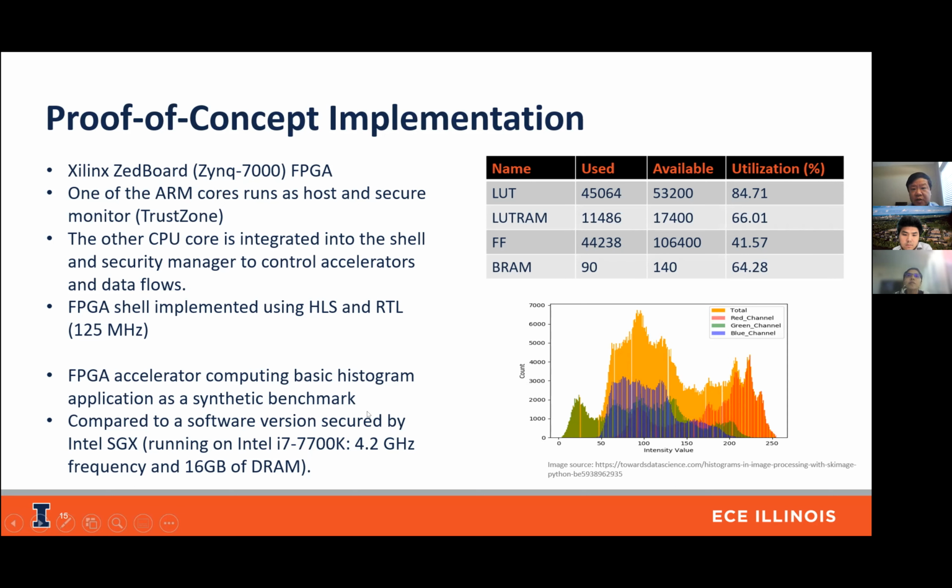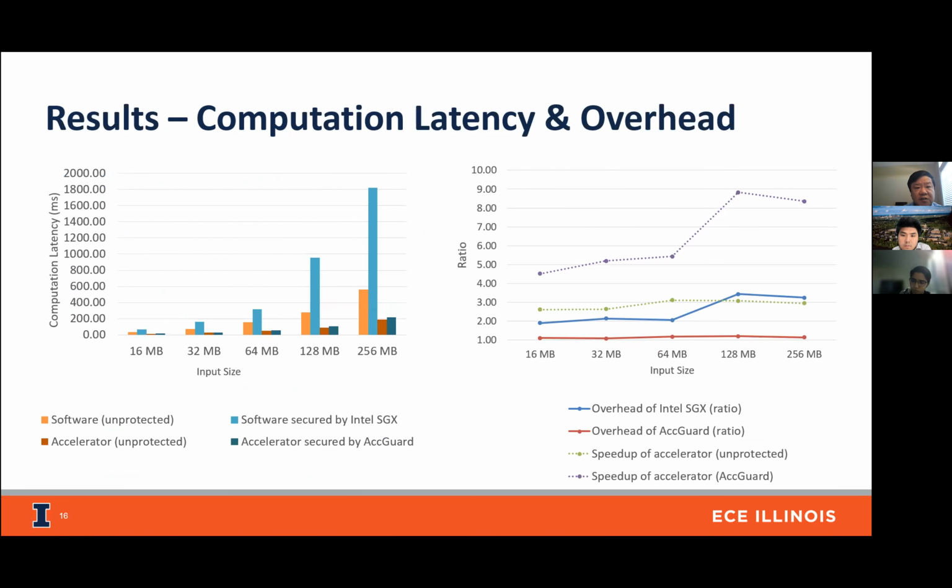Here we used an interesting kind of benchmark. It's a proof of concept, because you can use it to manipulate and study various aspects related to security. It's a histogram application, and we will compare it to a software version secured by Intel SGX that's running on a very powerful CPU. Here is the resource utilization on top of the FPGA. This is the overall intensity value distribution for the spectrum. Let's look at some results.